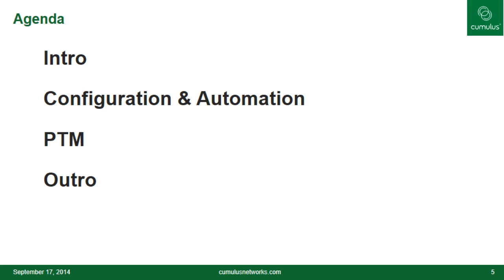We'll talk about routing configuration and automation, with respect to what the key aspects of routing configuration are and what the layer 3 networks in the modern data center allow you to do with respect to making it more automatable. We'll then get into PTM and how PTM simplifies things even further, and we'll end with the possibilities to come.